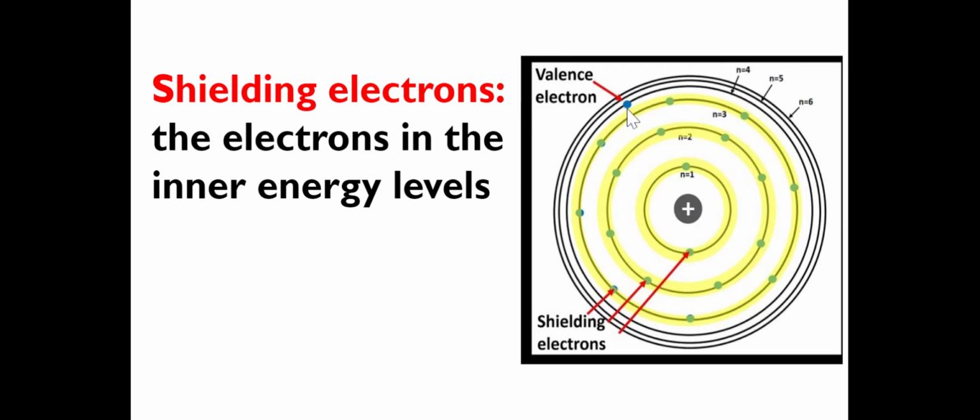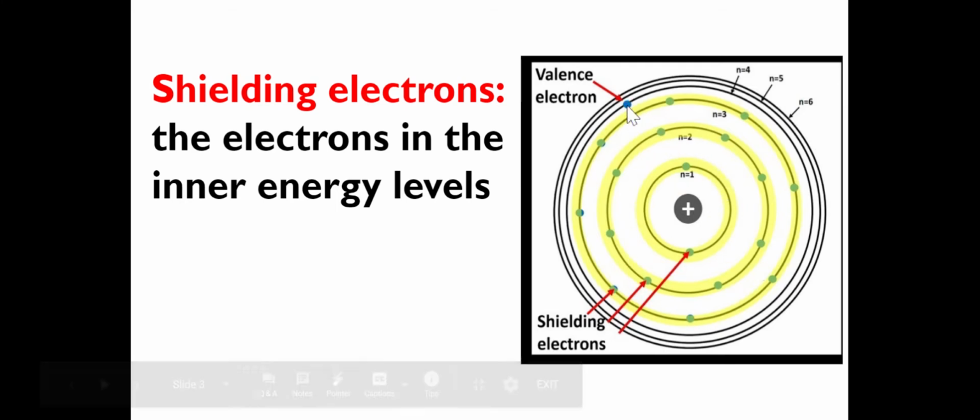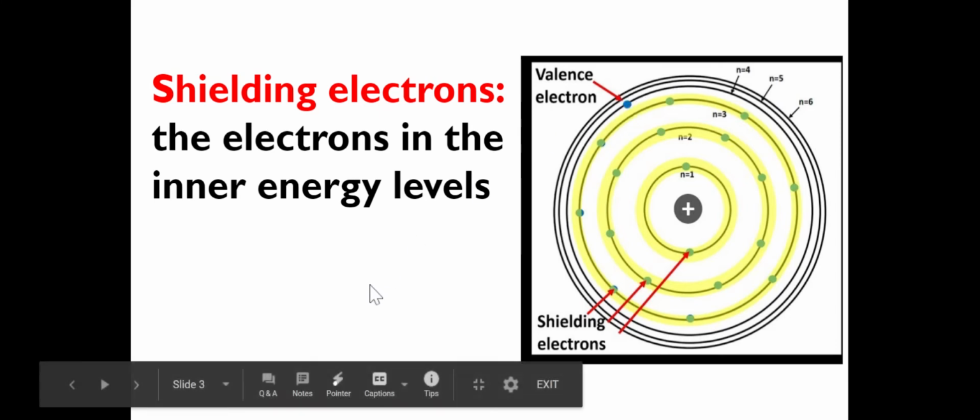This is positive, this is negative. There's an attraction between them. When there are more energy levels, more shielding, the attraction between this valence electron and the nucleus gets smaller and smaller, so it's easier to lose this one. That's called shielding electrons.